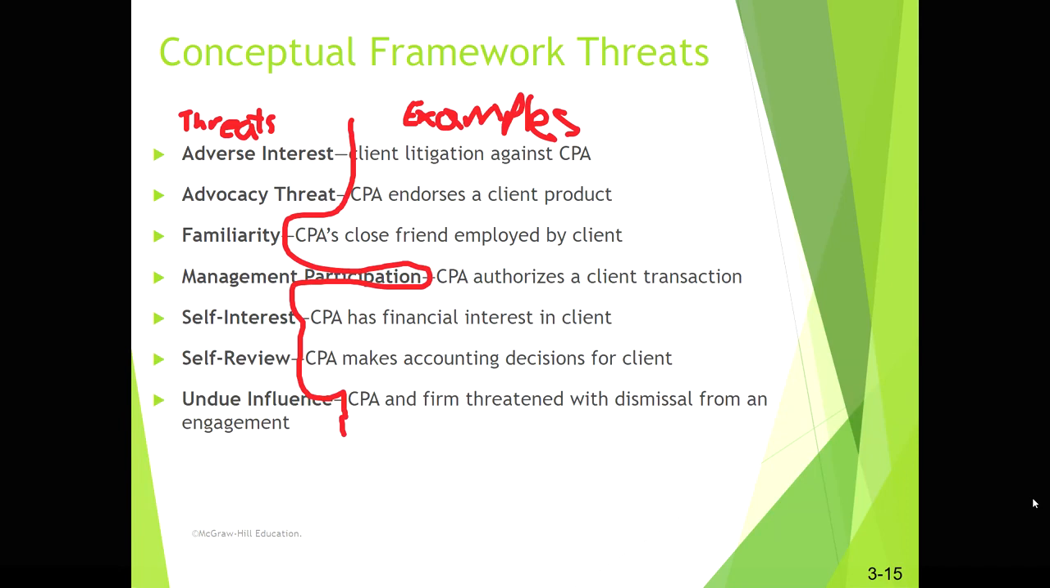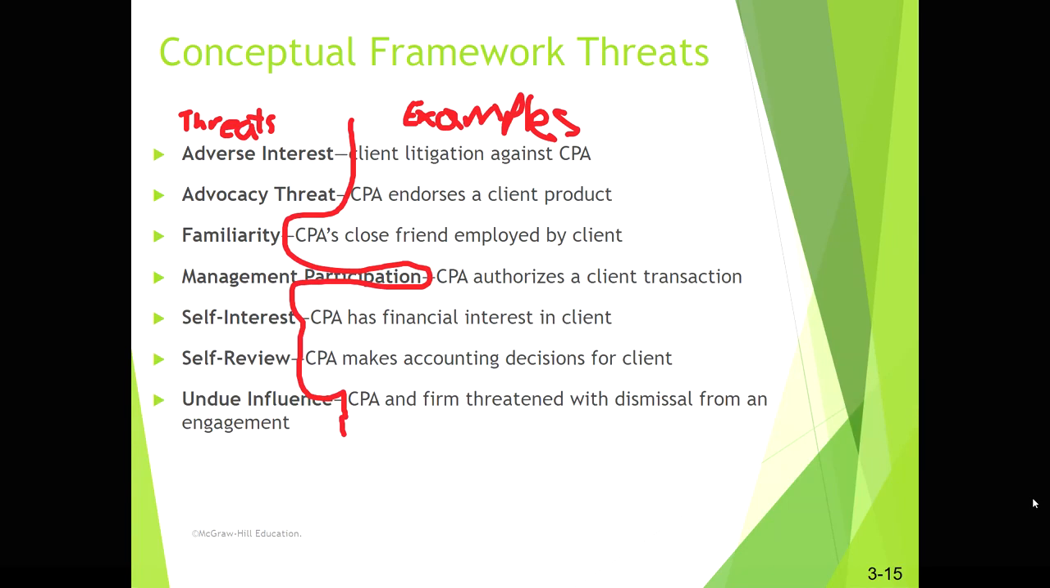An adverse interest, well, that means you're having an interest against the client. So an example would be, let's say the audit last year, there were some errors found by an outside party. Maybe the client was sued, and now the client is suing the CPA firm for not catching the problems. So maybe the board of directors is suing the CPA firm. Well, there's an adverse interest there. You have an interest against the client now because of this lawsuit. So that would be a threat against your ability to be independent and do a good job.